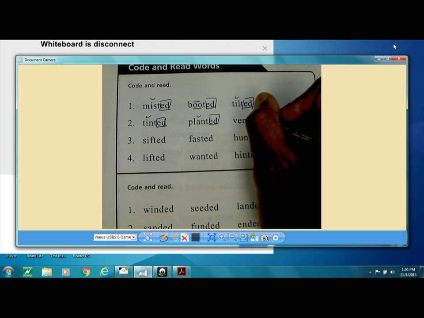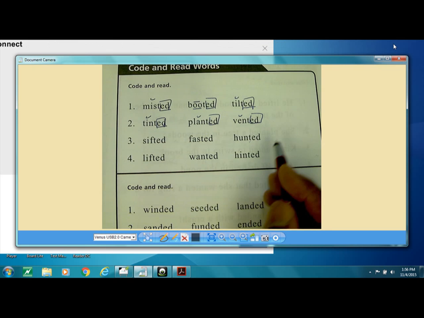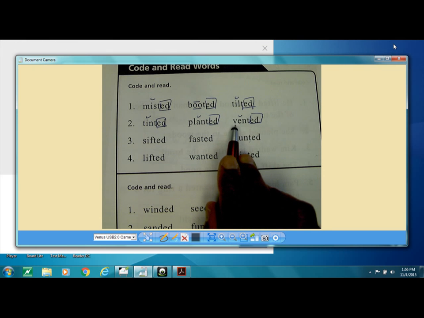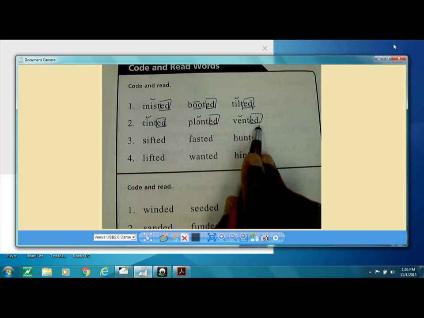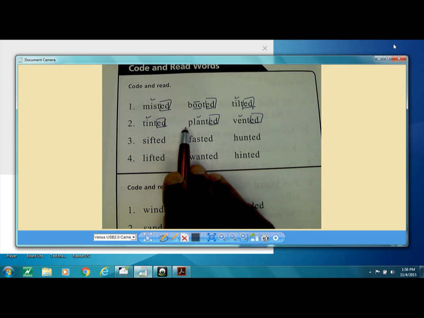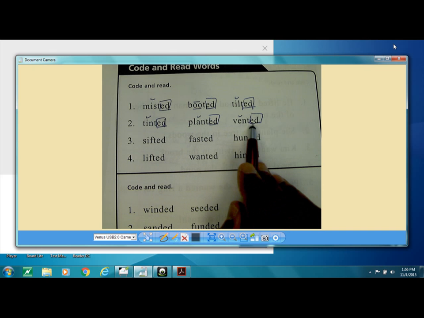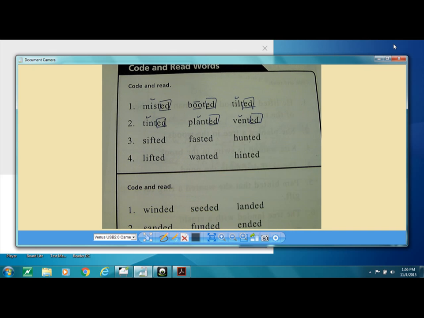The next one, we box our suffix. A vowel in a closed syllable is short. Mark it with a breve. Our sounds are v, ent, vent, ed, vented. So our words are tinted, planted, vented. Okay?